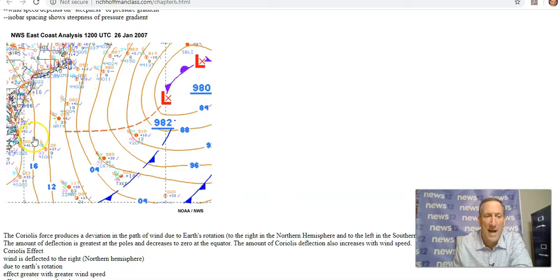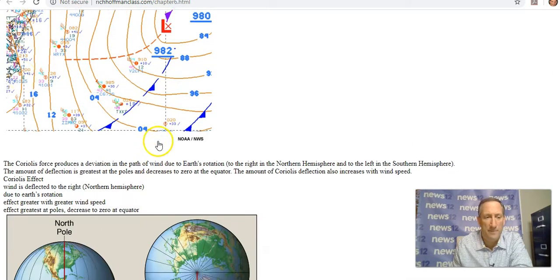If you were to follow this isobar that goes into New Jersey, this is lines of equal pressure, so there's not very strong winds here. But if you go horizontally from this low pressure to the coast of Virginia, that's where we're going to be looking at some much stronger winds.